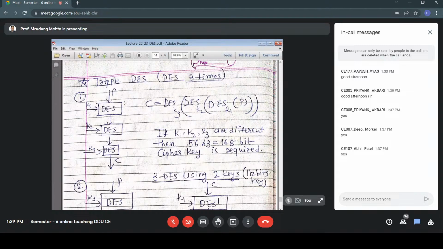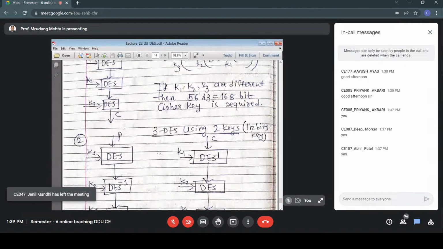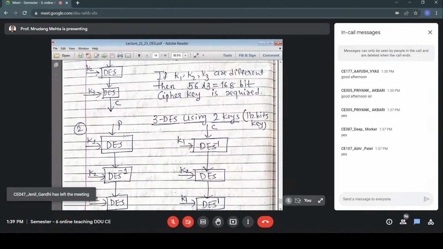In 2DES, now there are two variations. In 2DES, DES was applied 2 times. Here it is applied 3 times with 3 keys. So a plain text goes through DES with K1 key, DES with K2 key, and DES with K3 key. And finally, what it produces is the ciphertext. So it is using 56 into 3, 168 bit cipher key. That is used. Now there is a variation to this.